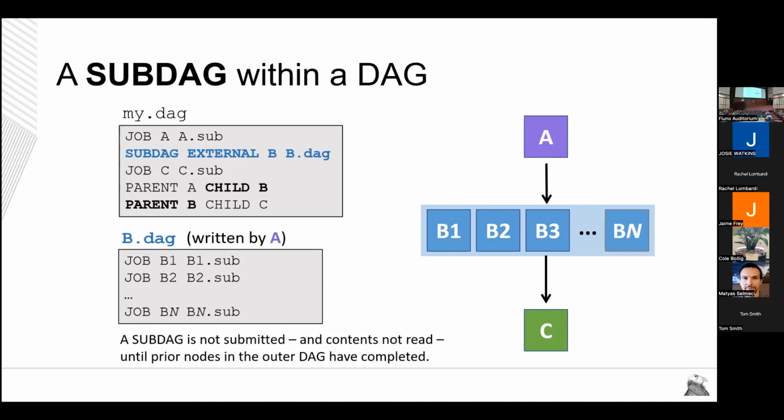And so our job A could split up our input, write the submit files for all of our B job nodes, write the B sub-DAG file, and then only when our outer DAG gets to the point of needing to submit that B component will it submit that as a separate DAG for us.